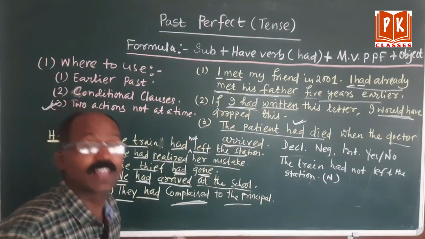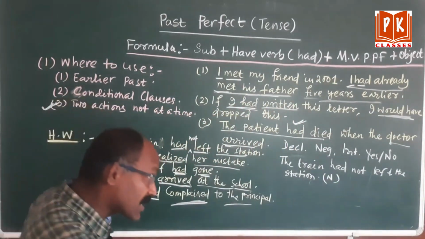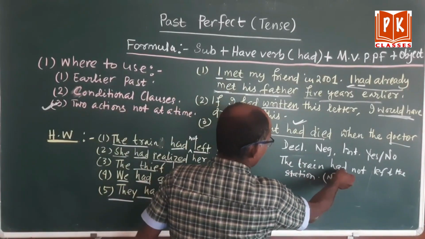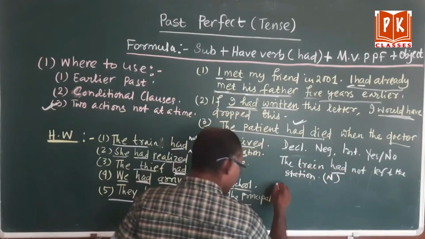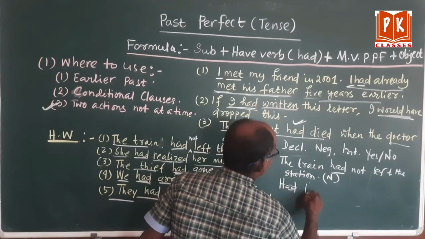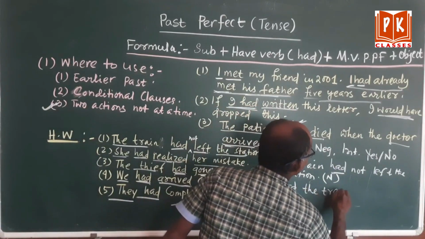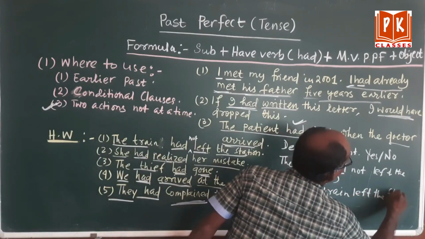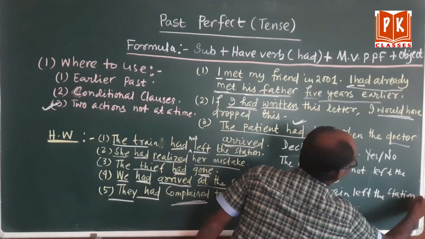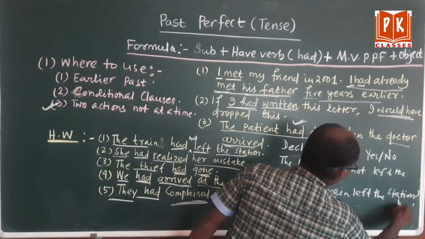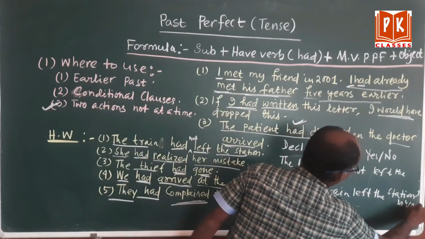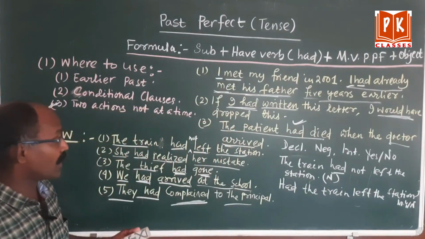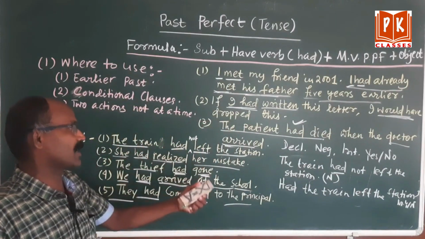Did you understand? Then interrogative I will make the same way. That means what will we do? Which one is the helping verb or the auxiliary verb? Had the train left the station? Question mark. The answer will be yes or no. It is interrogative, yes or no. Clear? Then you will write what? The train had left the station.